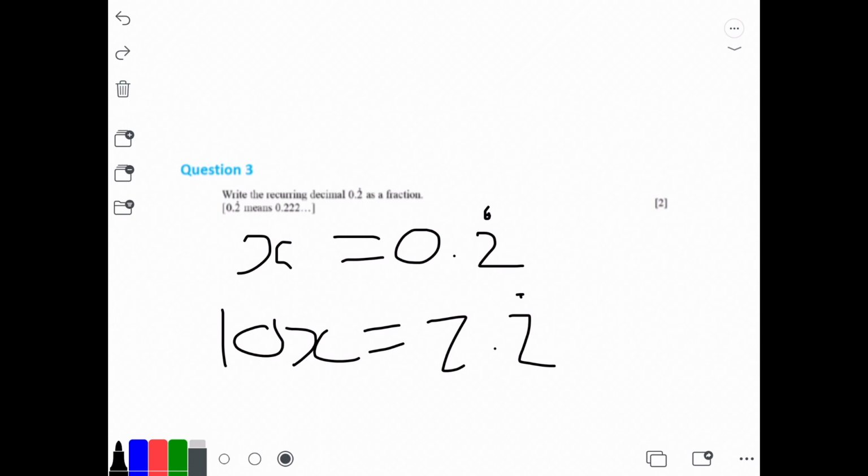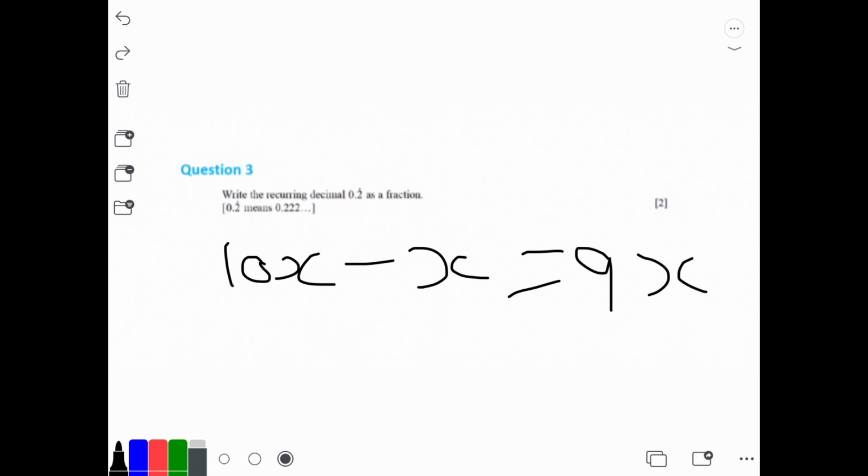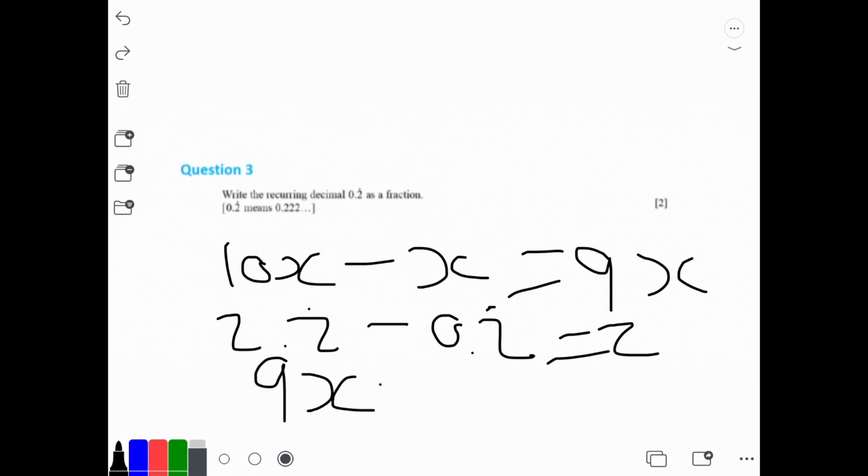We will then take away x from 10x. 10x minus x equals 9x. 2.2 recurring minus 0.2 recurring equals 2. Resulting in 9x equals 2. And x equals 2 over 9.